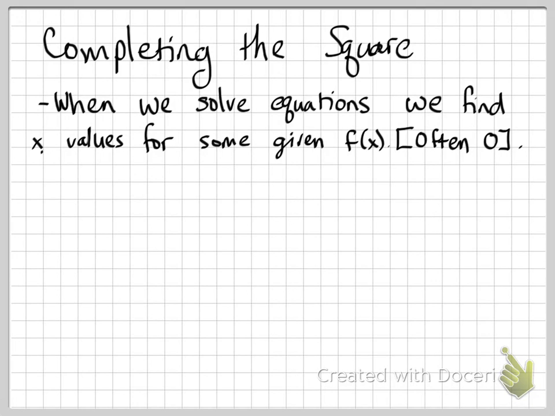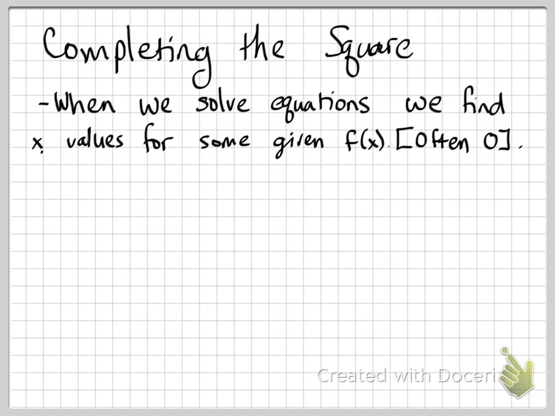Okay, so you know how to solve quadratic equations by factoring, and you know how to make perfect squares so that things will factor to be one term. Now, completing the square is a technique for solving quadratic equations when you can't factor them. So recall that when we want to solve equations, we find x values for some given f of x value, and that given f of x value is often 0.